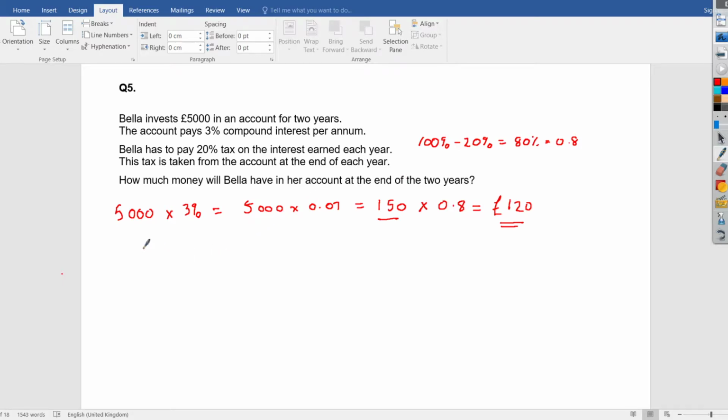So that's year 1, and now year 2. Since it's compound, when she puts the money in the next year, the interest she gets will be not only on the 5,000, but also on the £120 interest she earned from the previous year. So again, I multiply that by 3%.